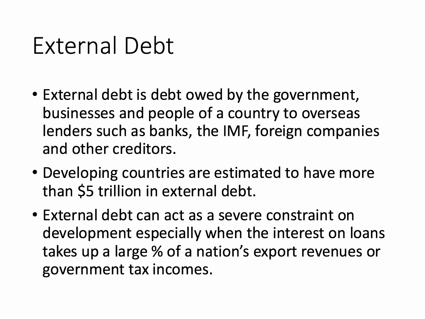Now, how does this differ from external debt? External debt is debt owed by a government or by businesses or by people of a country to an overseas lender. It could be a foreign bank, it could be the International Monetary Fund, it could be foreign companies, it could be any foreign creditor. So some of the national debt is owed to overseas investors and counts as external debt. But external debt can be owed by anybody, private or public sector, to a creditor in a foreign country.